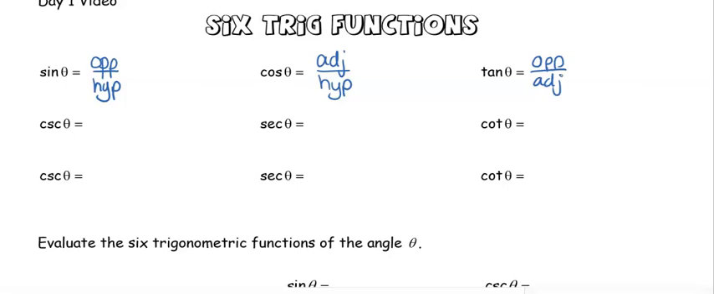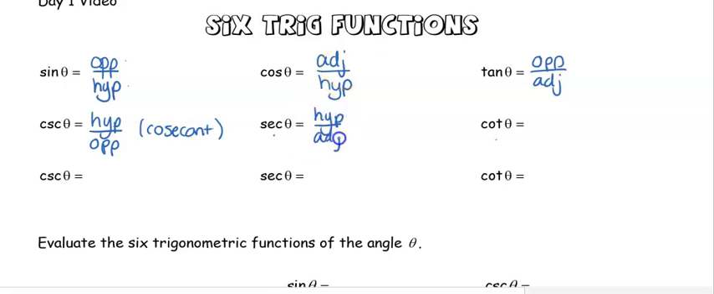Our new content, our new trig functions, because we said we had 6 and that's only 3 of them. We have cosecant, secant, and cotangent. Your cosecant is the reciprocal of sine. So if sine is opposite over hypotenuse, the cosecant is the hypotenuse over the opposite. Secant is the reciprocal of cosine, so this is going to be the hypotenuse over the adjacent. And the cotangent, which is the reciprocal of tangent, is the adjacent leg over the opposite leg.